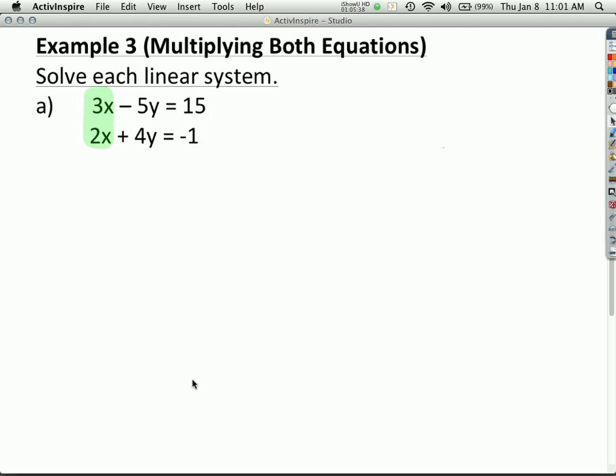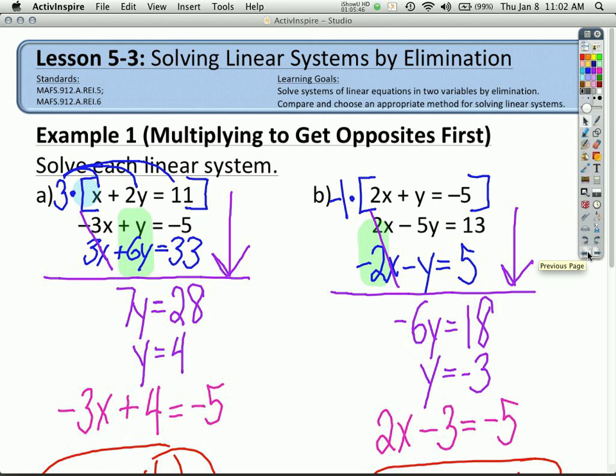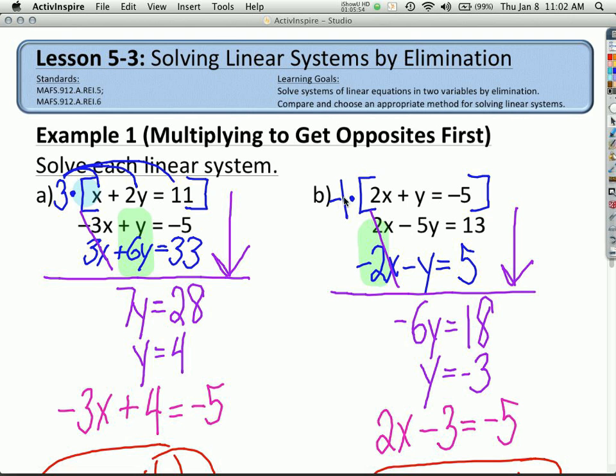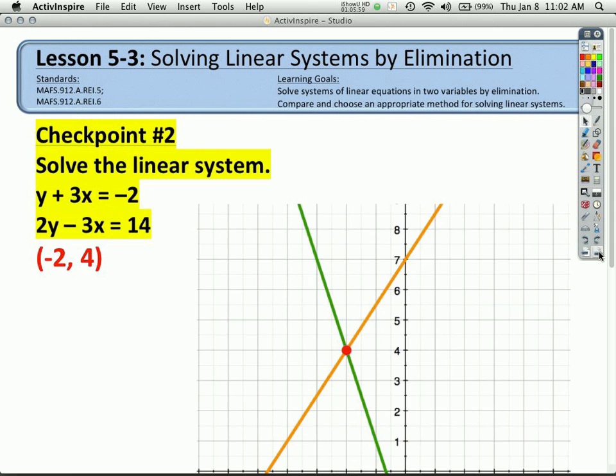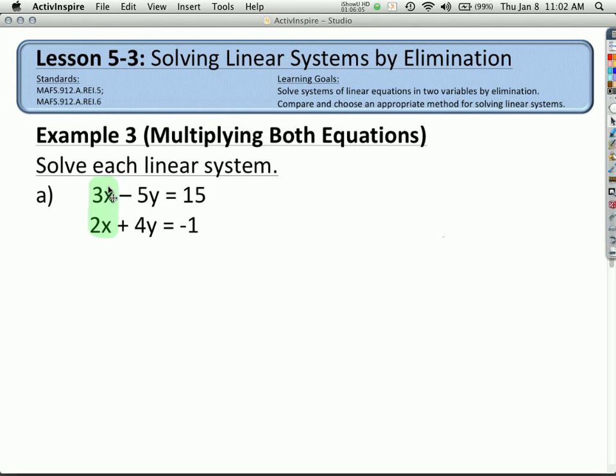But now we have a new challenge. Even though we don't have opposites, like in the first example, it was very easy to make opposites because all we had to do was multiply by 3 and we got opposites. And here all we had to do was multiply by -1 and we got opposites. But now it's a little bit more complex because I can't get opposites very easily here, and I can't get opposites very easily here. So now you have to use your brain a little bit, and you have a little bit more work, but it's really nothing different.